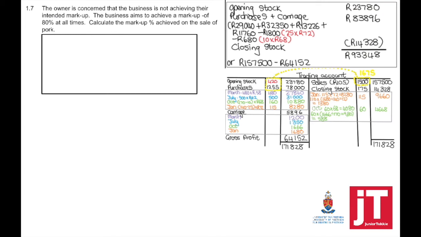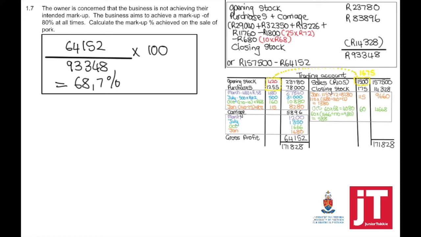Question 1.7. The owner is concerned that the business is not achieving their intended markup. The business aimed to achieve a markup of 80% at all times. Calculate the markup percentage achieved on the sale of the pork. So to calculate the markup percentage, we have to take our gross profit divided by the cost of sales times 100. That equals our percentage markup.